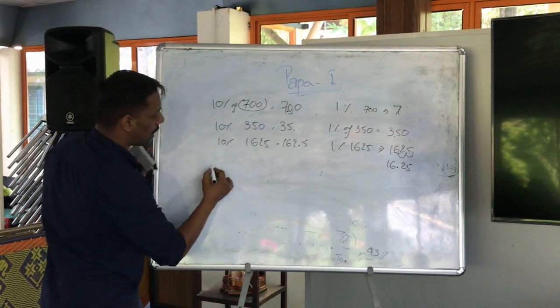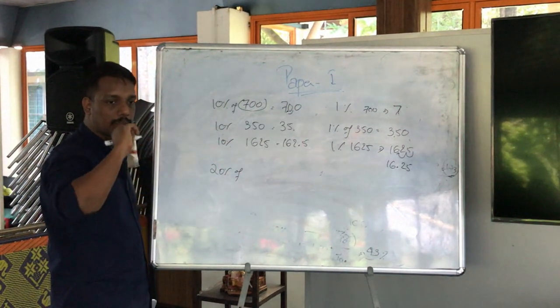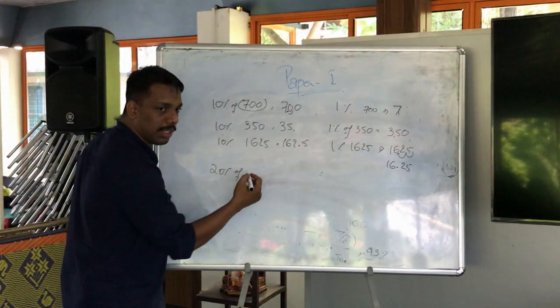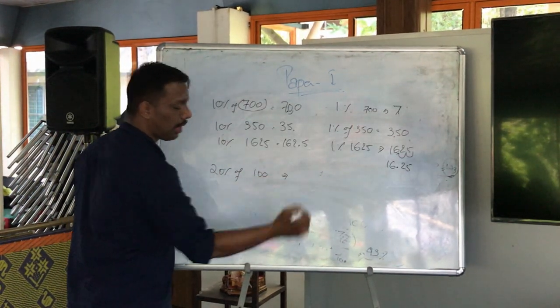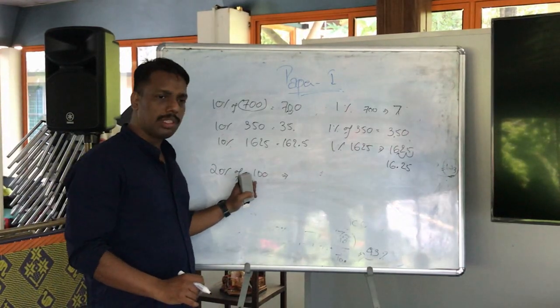But here the question is, what is 20% of what? What is the question actually? 20% of 100, right? What is 20% of 100? Here the question is 20%. I think it is 600, right?